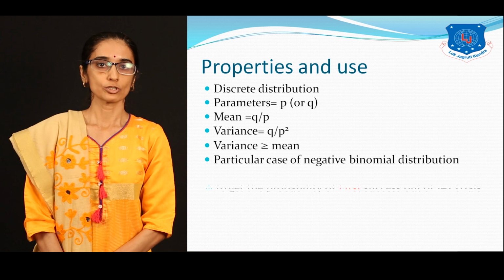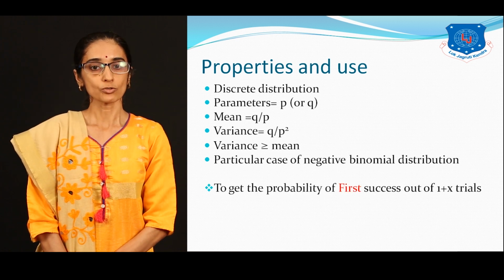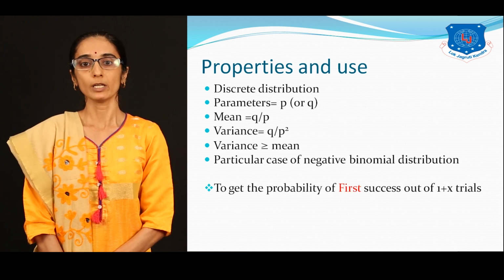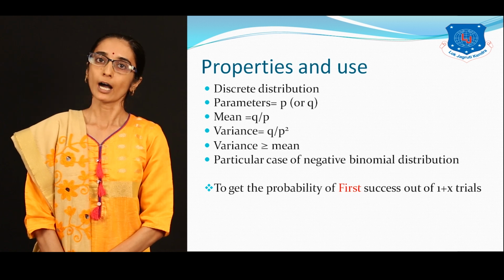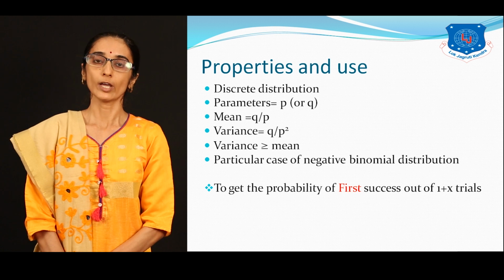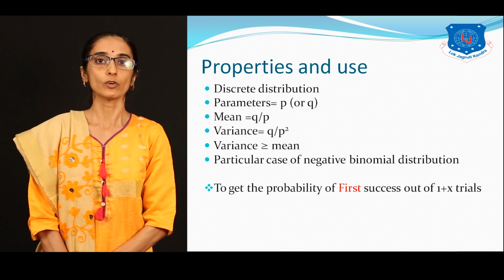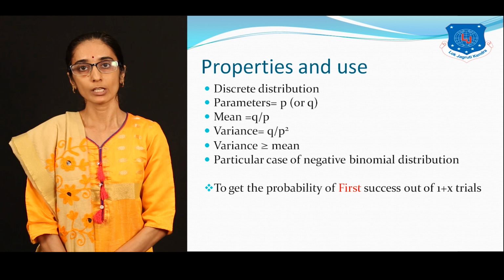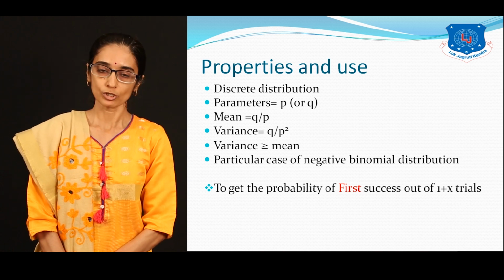The use of this distribution is to find the probability of first success out of 1 plus x trials. That means that whenever we are concerned about first success, then only we can use geometric distribution.